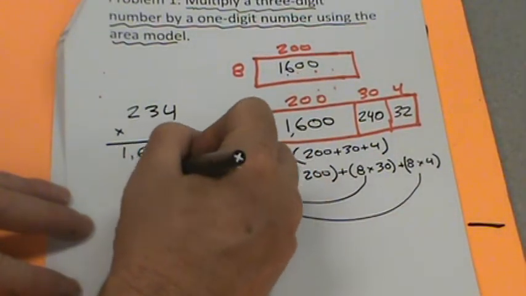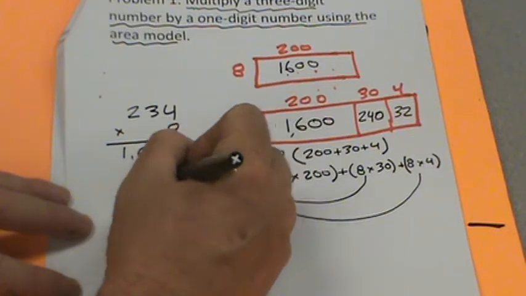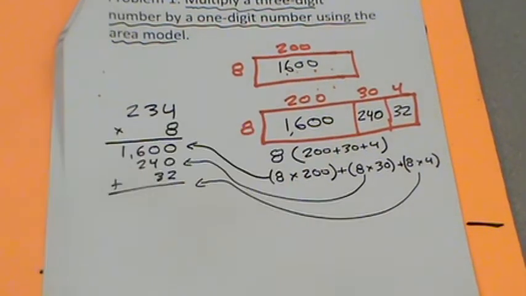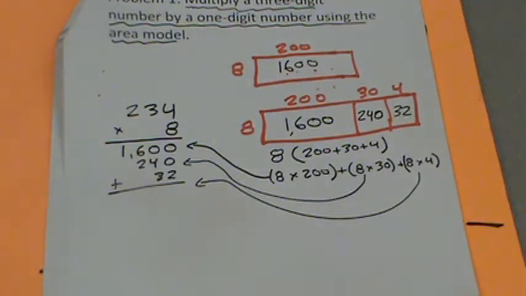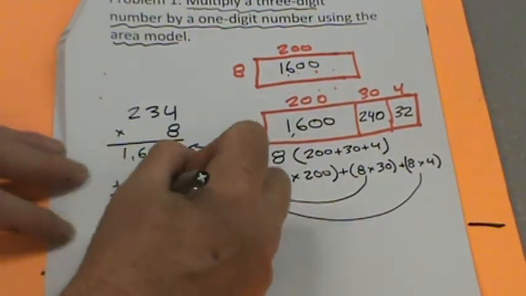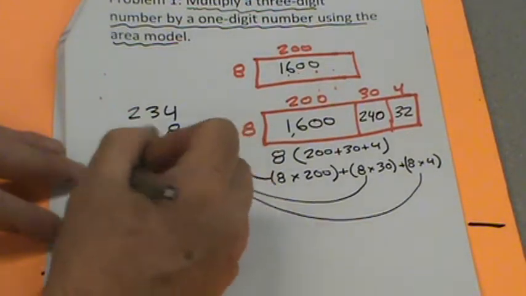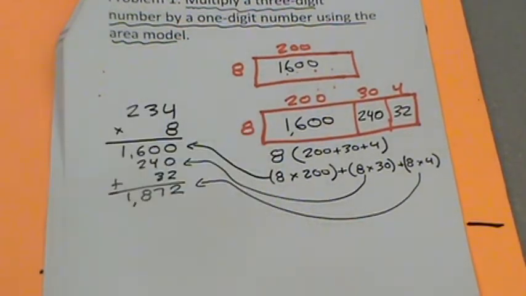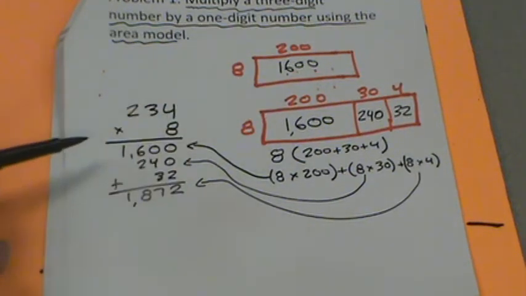I didn't do a very good job on that. 32. Time to add them up. So 0 plus 0 plus 2 is 2. 4 plus 3 is 7. 6 plus 2 is 8. And we just bring the 1 down. We have 1,872. Now, ladies and gentlemen, boys and girls, damas and caballeros, we did it with the area model. We did it with partial products in reverse.